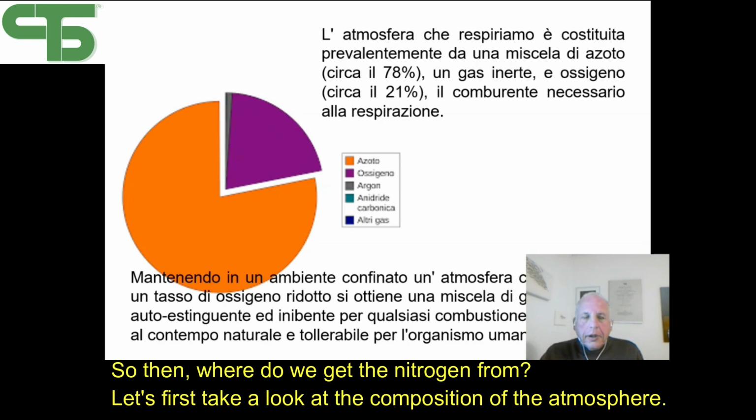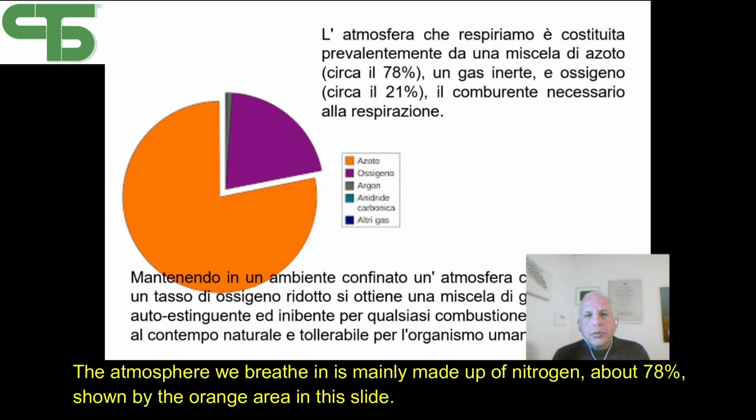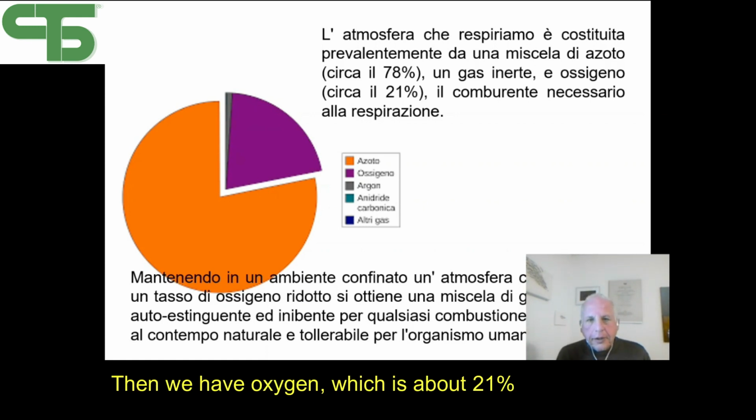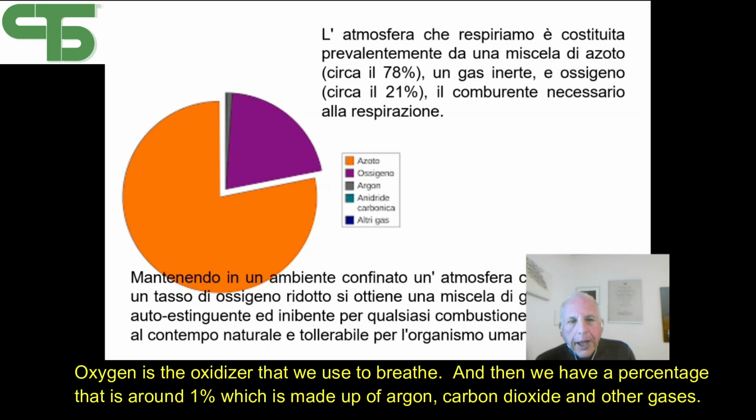So, where do we get the nitrogen from? Let's first take a look at the composition of the atmosphere. The atmosphere we breathe in is mainly made up of nitrogen, about 78%, shown by the orange area in the slide. Then we have the oxygen, which is about 21%. Oxygen is the oxidizer that we use to breathe. And then we have a percentage that is around 1%, which is made up of argon, carbon dioxide and other gases.